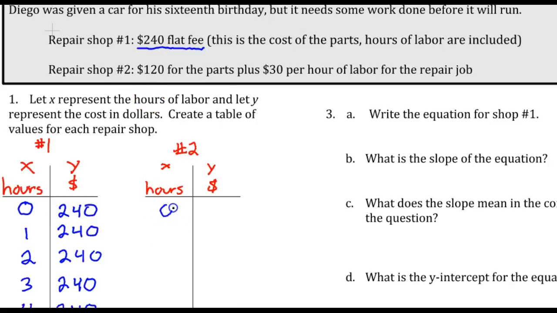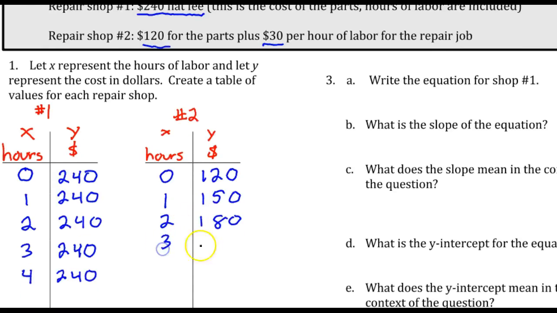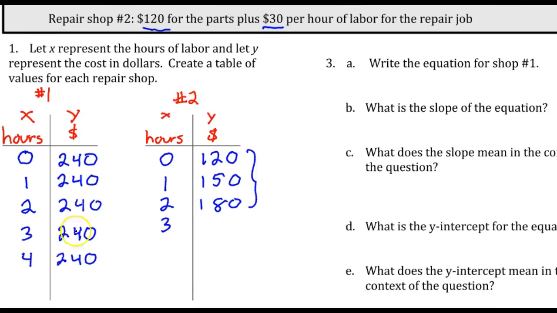Whereas Repair Shop 2 starts at $120, and goes up by $30 every hour. So we'll go to 150. We'll go to 180. Right now, Repair Shop 2, as you can see, is cheaper. It's $240 for 1 hour here on number 1, it's only $150 for 1 hour on number 2. So if you can estimate it's only going to take about an hour to fix, you definitely go Repair Shop 2. But at some point, since number 1's not moving up and number 2 is, it's going to overlap.